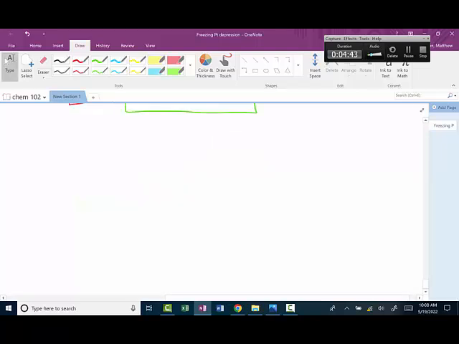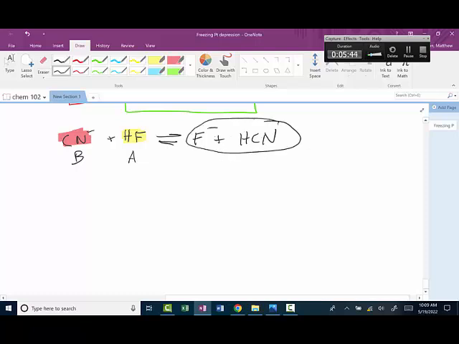Just a couple examples here. You don't have to write these reactions. You just have to be able to identify what the conjugate acid-base pairs are. On this side, you just look at the reaction, and HF clearly, to become F minus, had to give up a proton, so it is the acid, and CN minus must be the base. On the other side, it's exactly opposite. The F minus gained a proton from the HCN on the right side, so the F minus is the base, and the HCN will be the acid.